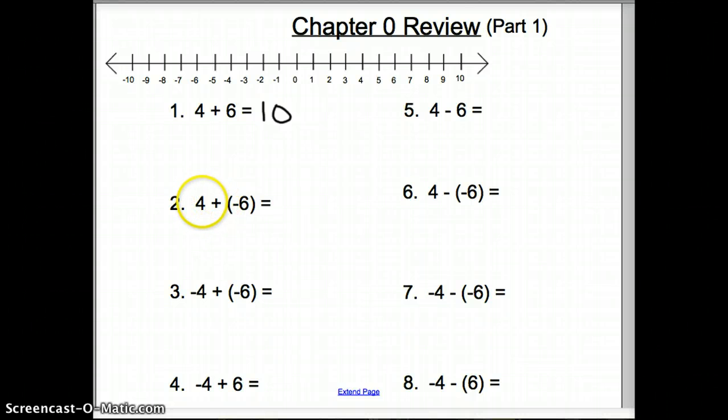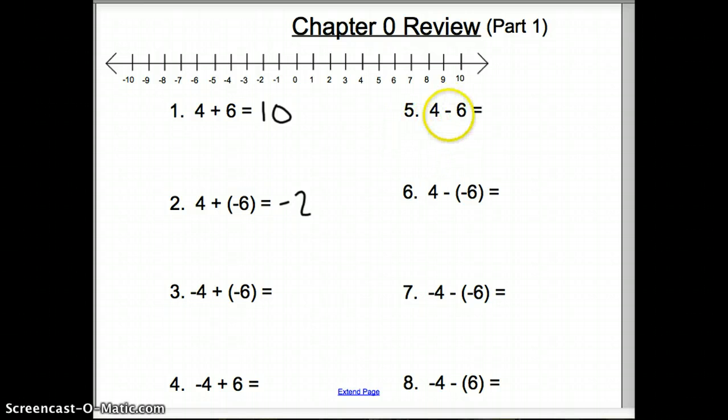We have 4 plus a negative 6. Well, let's use the number line here. So let's start at 4. We are adding, but we are adding a negative number. So if we add a negative number, we're going to go to the left. So we're going to count back 6. 1, 2, 3, 4, 5, 6. We end up at negative 2. So 4 plus negative 6 must be negative 2.